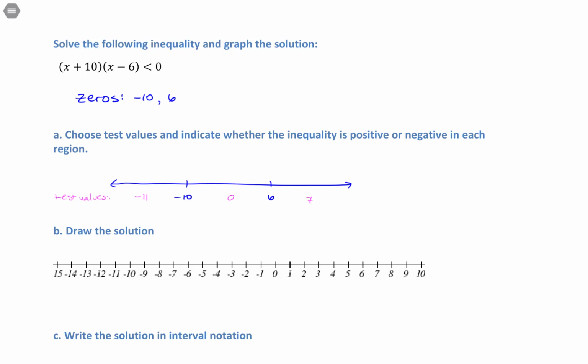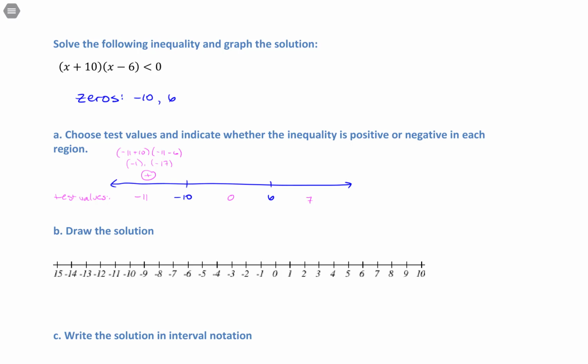Now, what's happening on these intervals? Are we positive or negative? That's where we need to go back to the original polynomial. So at the value -11, I have -11 plus 10 times -11 minus 6. So this would be -1 times -17, and a negative times a negative results in a positive value. And it doesn't really matter what the value is, it's just that it's positive. So everything on that interval will be positive.